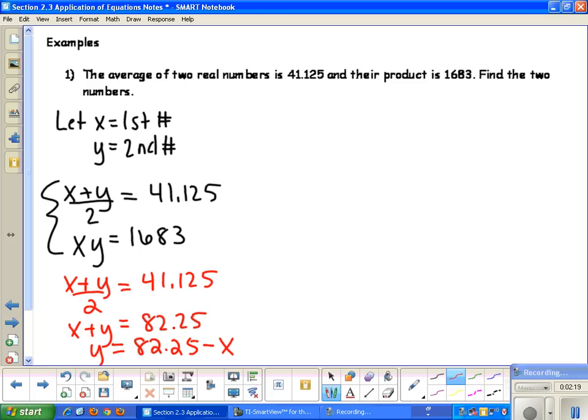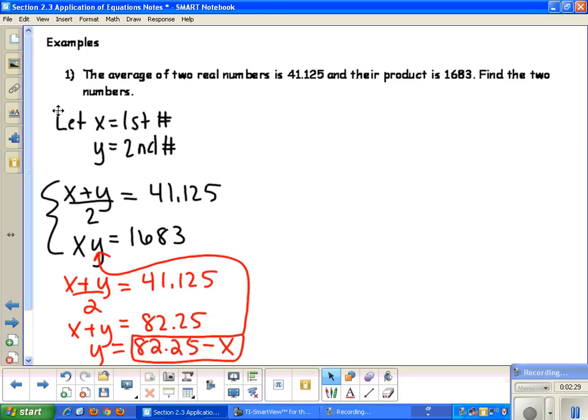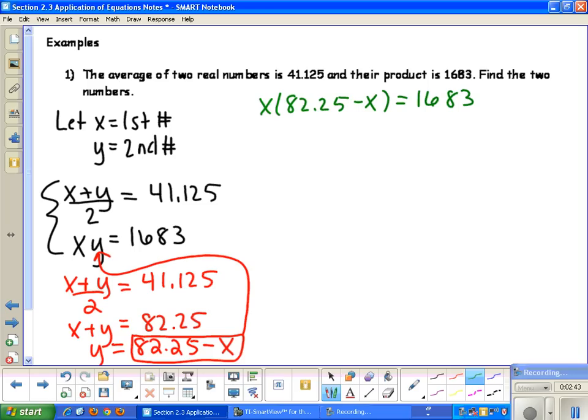y is equal to 82.25 minus x. Since it's y equals, I'm going to substitute it into my second equation for y. That's the next step. Now I have x times (82.25 minus x) is equal to 1683. There are a couple different ways you can solve this problem. If I distribute this x, I get 82.25x minus x squared equals 1683.